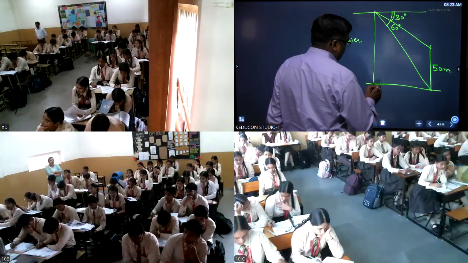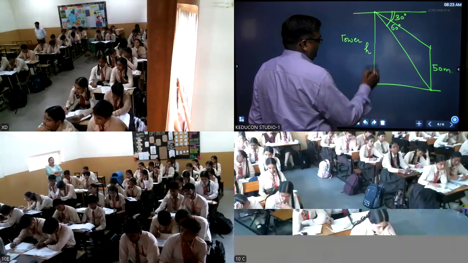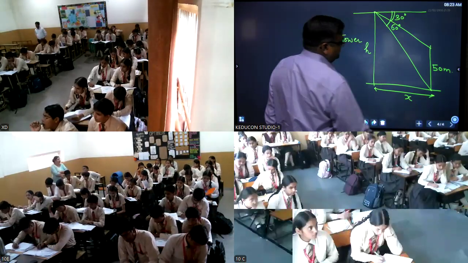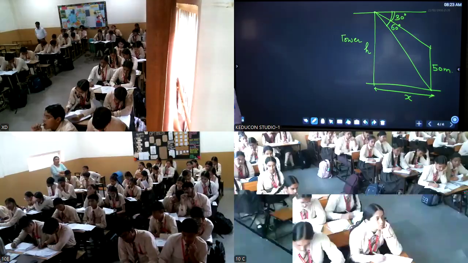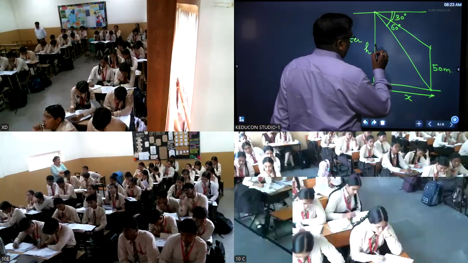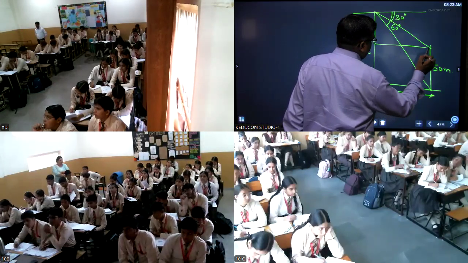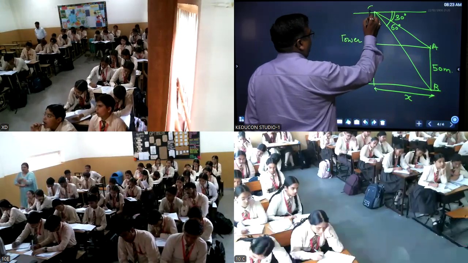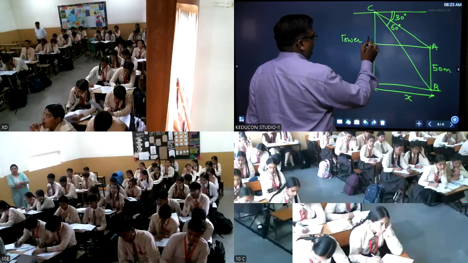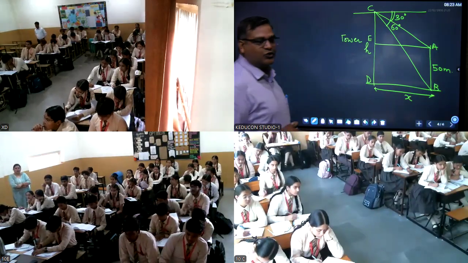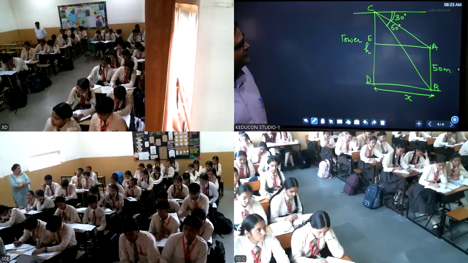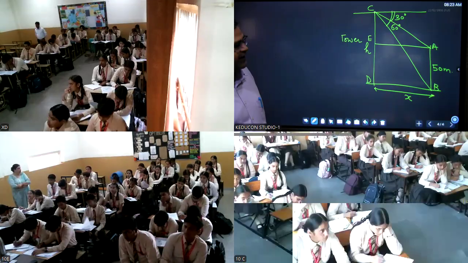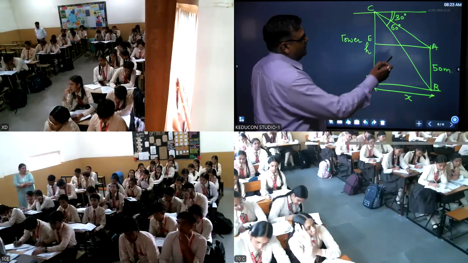So we have to find two things. One is the height of the tower, another is the distance between the tower and the building. Let's say this is x. Now what you will do, draw a line parallel to, let's say the building is AB, tower is CD, and this point is E. So you have to apply the concept of trigonometry in two triangles, that is CEA and CDB. Now tell me what will be this angle?